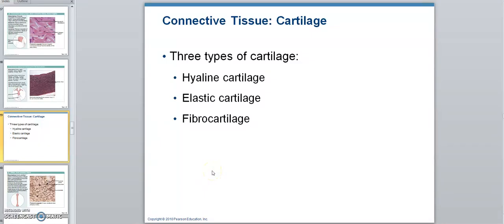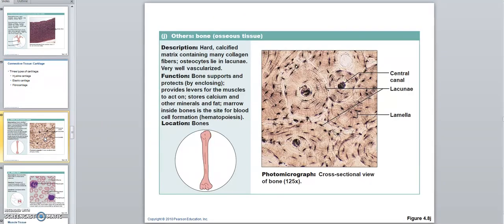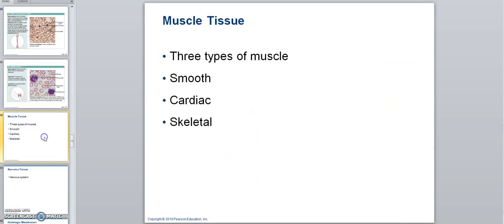Okay, we're back to connective tissue. Now, I have cartilage pulled up, but remember in this chapter, for chapter 4, I only want you to know that cartilage is a connective tissue, and there are 3 types: hyaline, elastic, and fibro. We will discuss that in the bone chapter. I'm going to skip these pictures here because that's bone, that's blood. Again, I'm not muscle type.